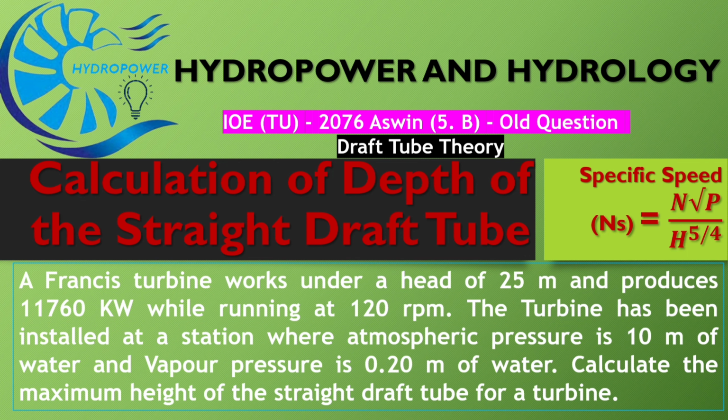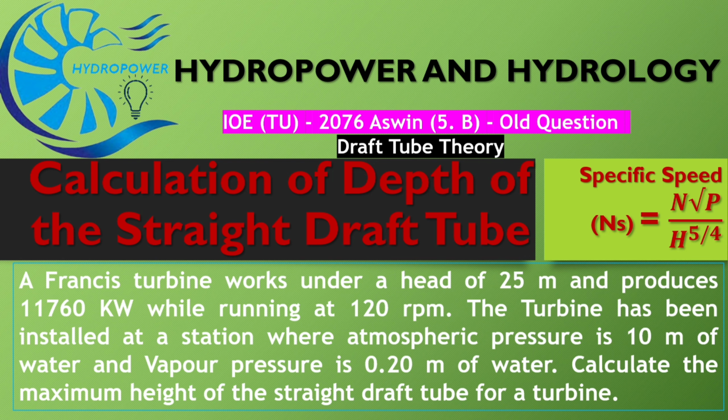A question is given as a Francis turbine works under a head of 25 meter and produces 11760 kilowatt while running at 120 rpm. The turbine has been installed at a station where atmospheric pressure is 10 meter of water and vapor pressure is 0.2 meter of water. Calculate the maximum height of the straight draft tube for a turbine. We have to calculate the height of the straight draft tube.